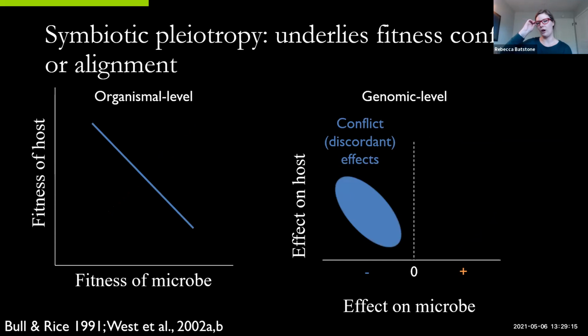Alternatively, we might see strong fitness conflict at the organismal level that's governed by many pleiotropic variants whose effects are opposite in direction, or discordant. So for example, variants associated with an increase in microbial fitness but a decrease in host fitness, represented by the cloud of points falling to the left of 0.